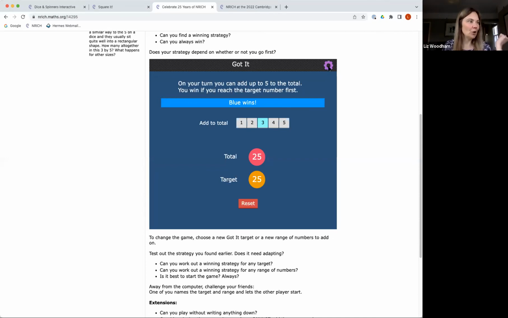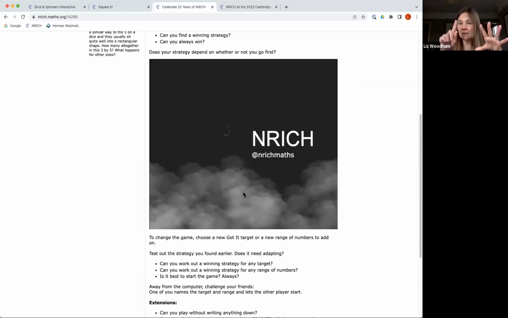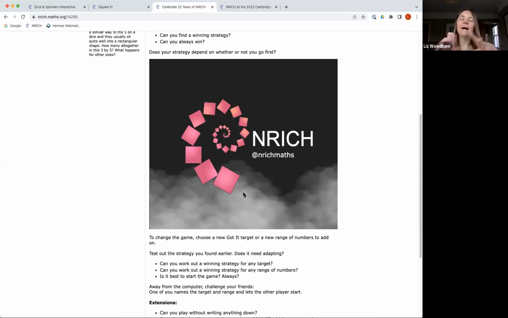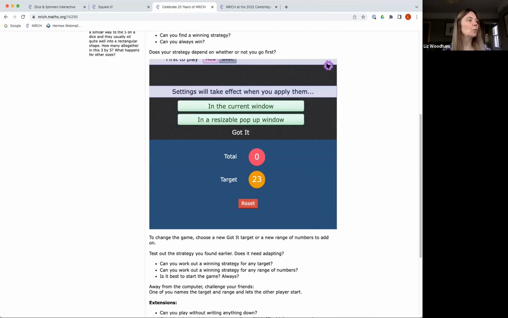Let's click on the purple cog. We'll play against each other still, but why don't we have a different target number? I don't know. Let's choose 23, for example, shall we? So we're still going to have the numbers 1, 2, 3, 4, and 5. Okay. Why don't we change those as well, Liz? Oh, okay then. All right, go on then. You've persuaded me. I can cope with that. What would you like to change it to?